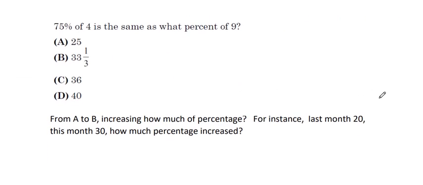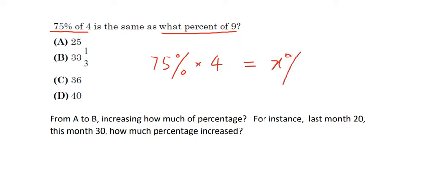Okay, so there's a problem. 75% of this number, 75% of 4, is the same number as what percent of 9. So this means 75% of 4 multiplied by 4 equals x percent of 9.